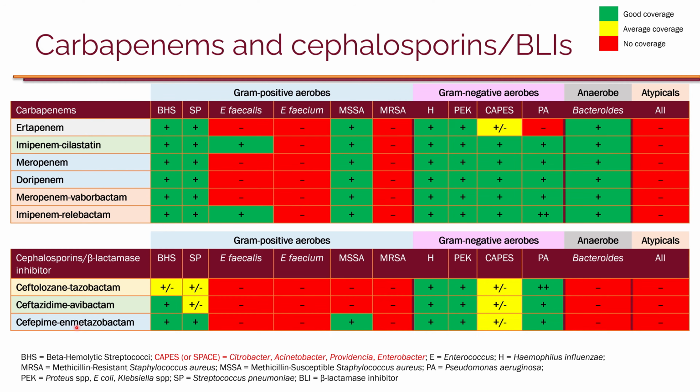Cefepime and enmetazobactam essentially has the same spectrum of activity as cefepime. The only addition is that enmetazobactam makes cefepime stable against ESBL. So when it comes to Enterobacterales, so E. coli, Klebsiella, etc., if they have ESBL production, cefepime will be stable to it. So it has improved activity for these gram-negative organisms.